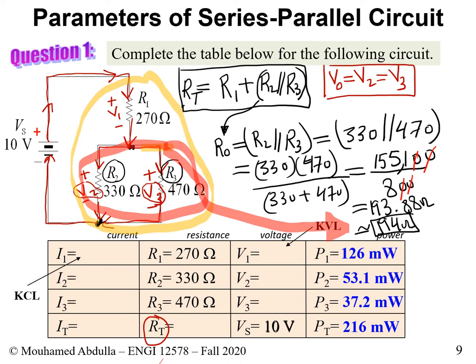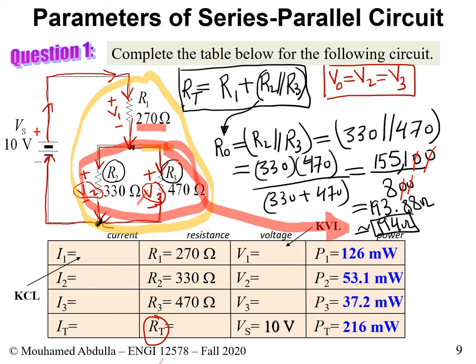Now to find the total resistance, we take this value, this 194, and add it to resistor 1, which is 270. This result that we get, 194 plus 270, is what you would write for our total.